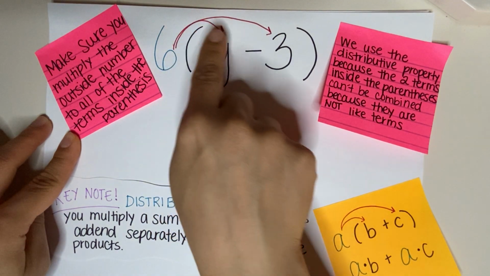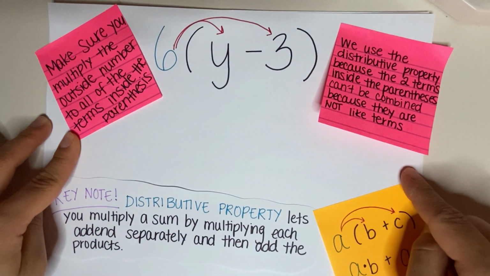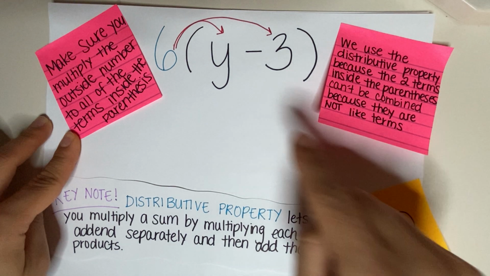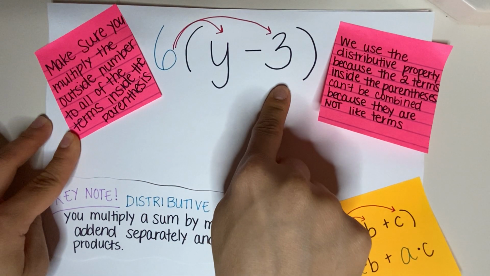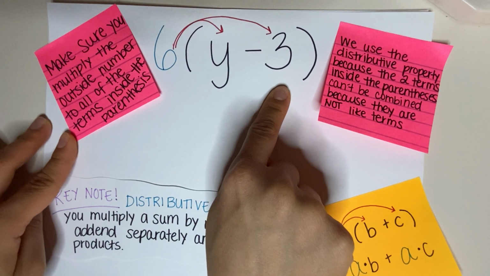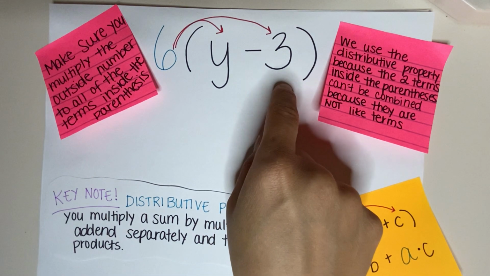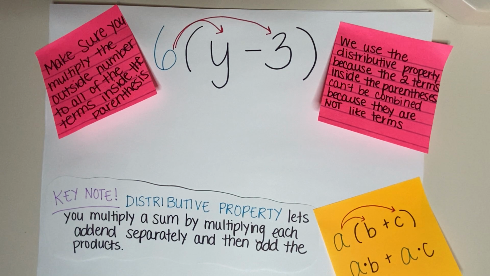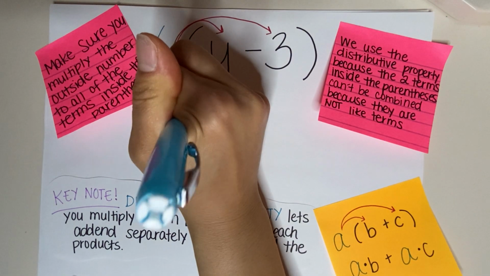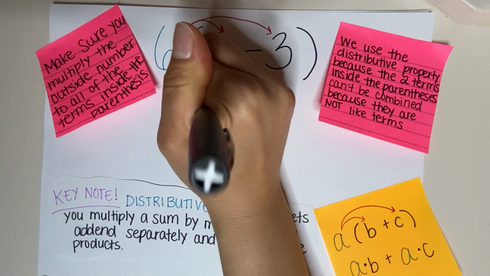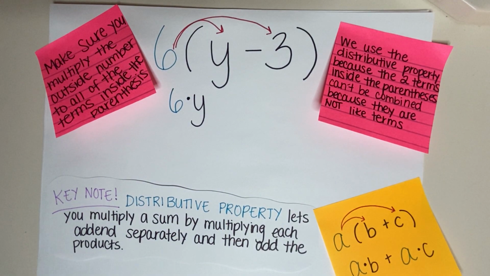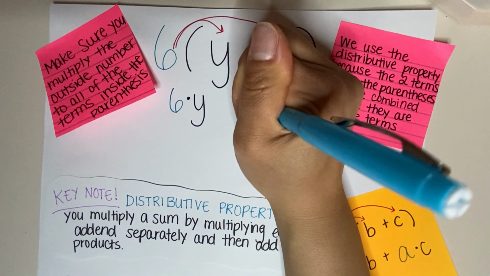You have to multiply to every single term inside the parentheses. You can't just multiply it to the y. You have to also multiply it to the 3 in order for it to be an equivalent expression. So we have 6 being multiplied to y. And now we have 6 being multiplied to 3.